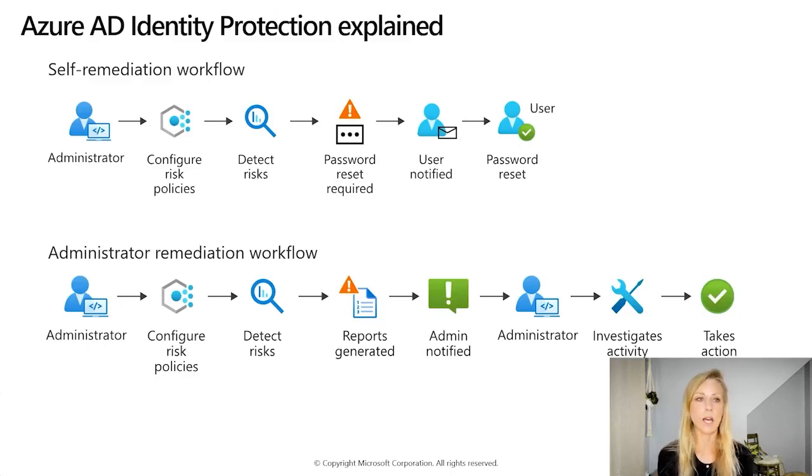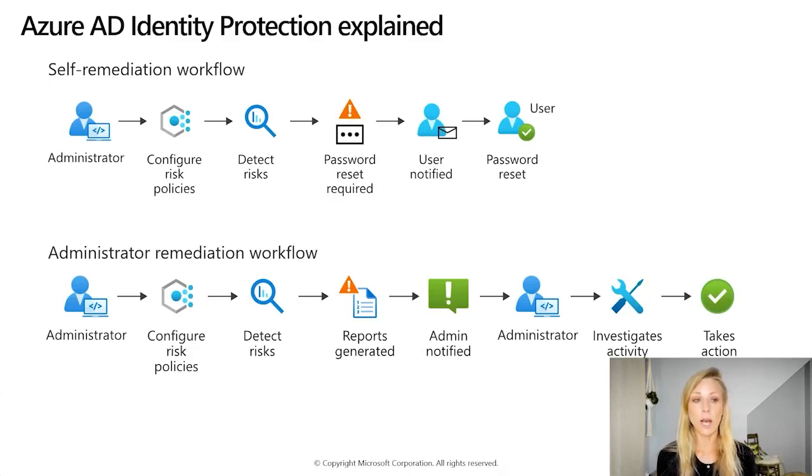In the workflow that we have here, the administrator first configures those risk policies that we mentioned. Those then monitor for identity risks. When a risk is detected, the policies enforce measures to remediate it. For example, in this case, we're saying a password reset is required. So we prompt the user to do this in response to a risk detected. Then the user gets notified, resets their password, and the risk is remediated.